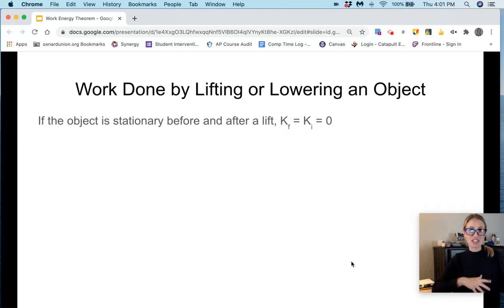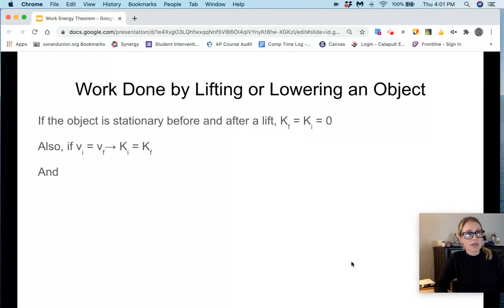If an object is stationary before and after a lift, or before and after you run up the stairs, then the kinetic energy final will equal the kinetic energy initial. Because again, you start at rest, you end at rest. It doesn't really matter what happened in between. The kinetic energy initial equals the kinetic energy final, and those are both 0. Also, if you have an initial velocity equal to a final velocity, maybe not 0, but something else, then kinetic energy initial will equal kinetic energy final. So that's just another scenario.